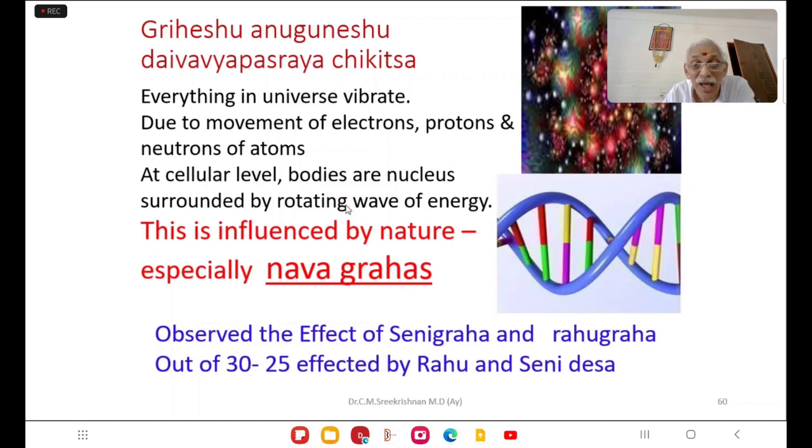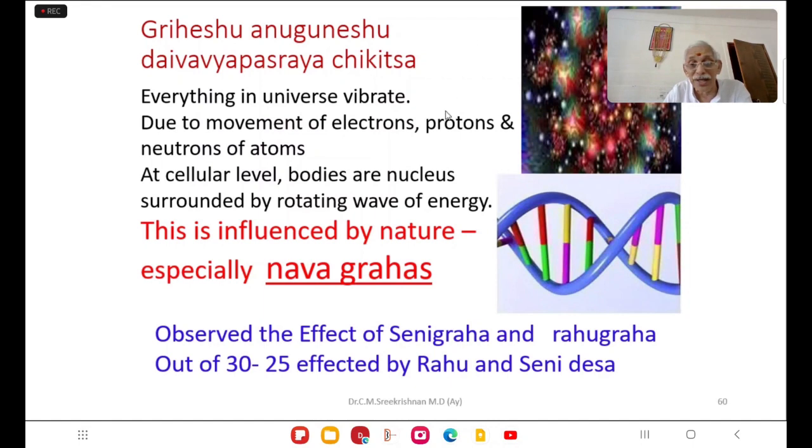At the cellular level, bodies have a nucleus surrounded by rotating waves of energy. This is influenced by nature, especially the Navagraha, because our body is always in a dynamic momentum state. The earth is rotating on its axis, and the earth is rotating around the sun. So we are always in a momentum and dynamic state.